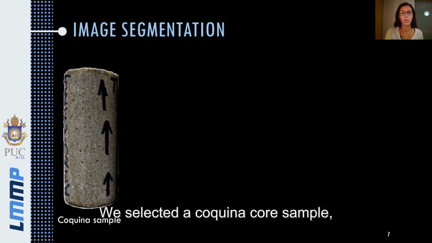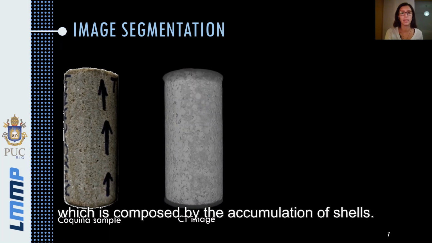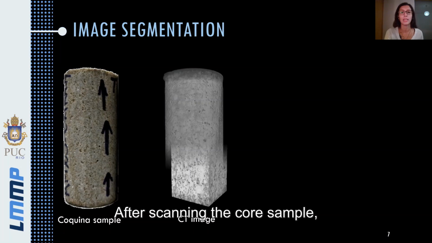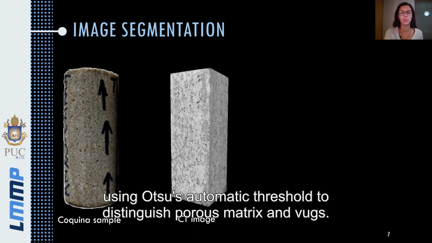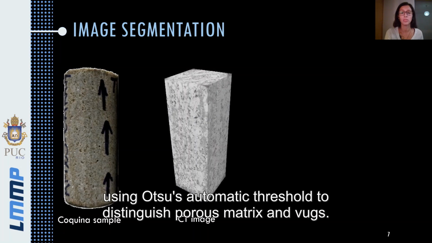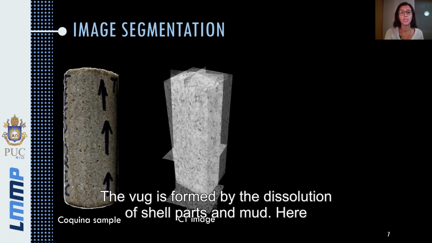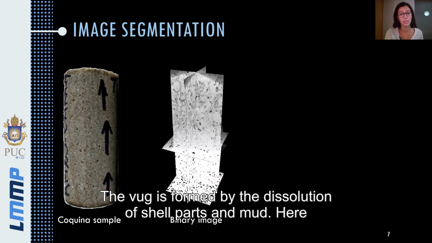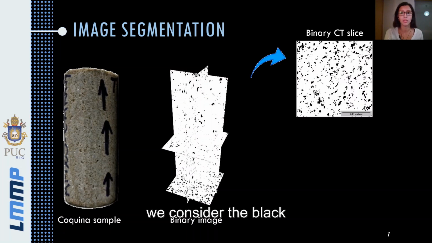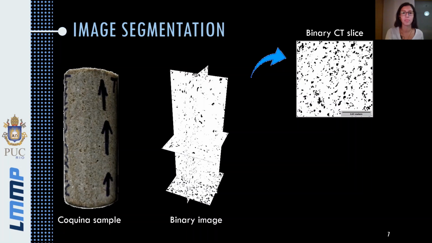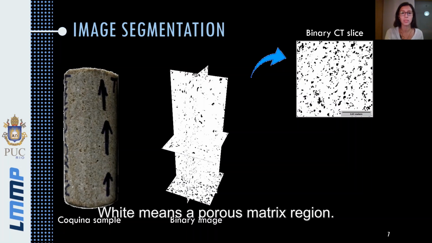We selected the coquina core sample, which is composed of the accumulation of shells. After scanning the core sample, the dataset images were segmented using an automatic threshold to distinguish porous matrix and vugs. The vug is formed by the dissolution of shell parts and mud. Here we consider the black regions an empty space, the VUG area. White means a porous matrix region.